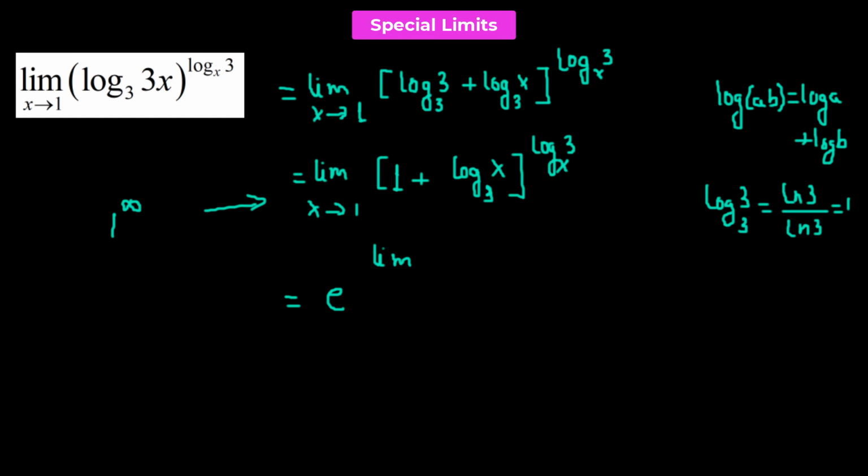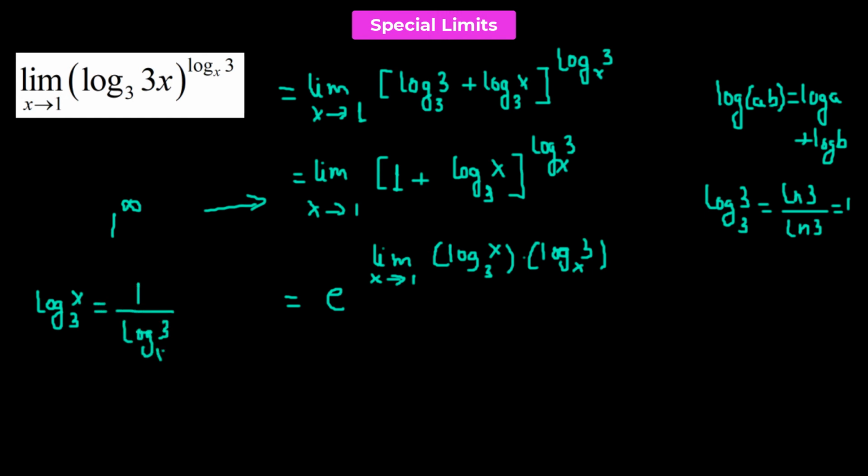So we have e raised to the power of limit x approaching 1. We have f of x, which is log of x base 3 multiplied by log of 3 with base x. Now log of x base 3 is actually the reciprocal of log of 3 base x. So that means we have e raised to the power of limit x approaching 1. Since the two functions are reciprocals of each other, that will give us 1. And we have e raised to the power of 1. So the limiting value of the given function when x approaches 1 is going to be equal to e.